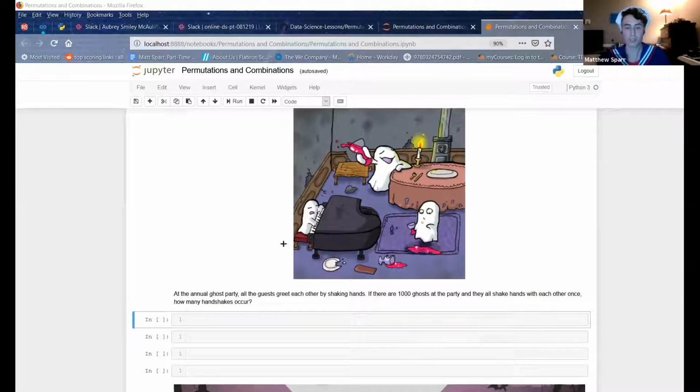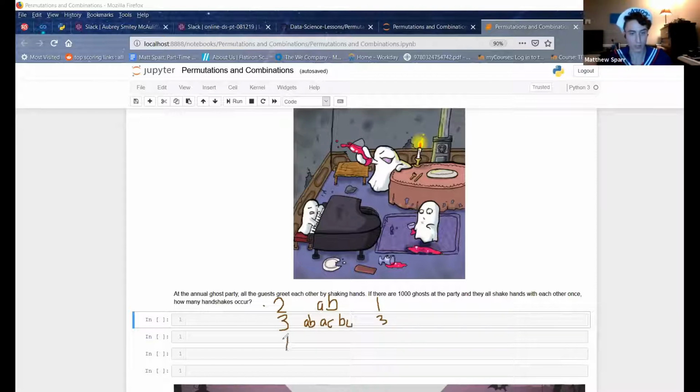So this seems like it'd be hard. Whenever you're faced with a hard problem, you can try making it simple first. So if we have a room of 2 ghosts, we'll just call them A and B, then the only handshake that can take place is A and B, and that's 1. If we have 3 ghosts, then we could have A and B, A and C, B and C. So that's 3.